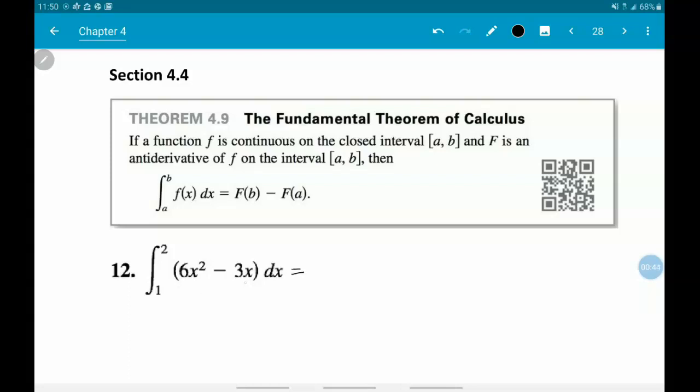So if we were to integrate, this is going to use that power rule. So we're going to add 1 to the exponent, divide by the new exponent, add 1 to the exponent, divide by the new exponent. And we want to evaluate it from 1 to 2. So I like to clean this up before I start. So if I clean that up, I'm going to have 2x cubed minus 3/2 x squared. And we are evaluating from 1 to 2.